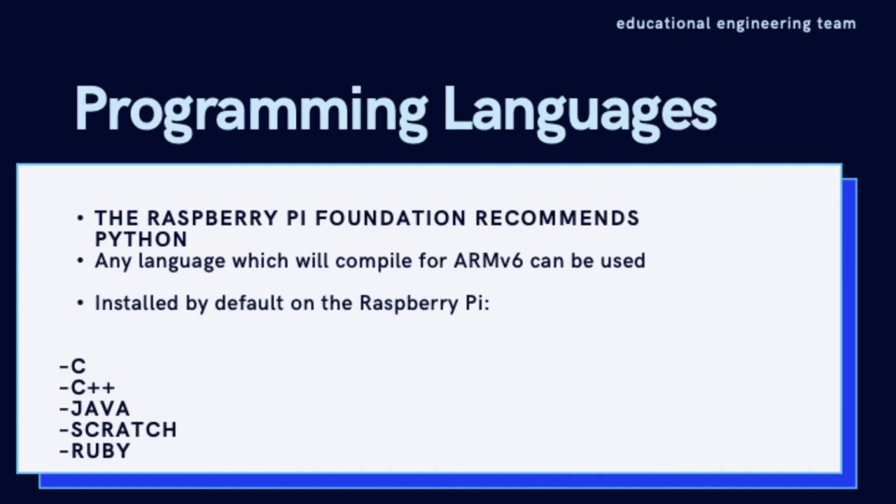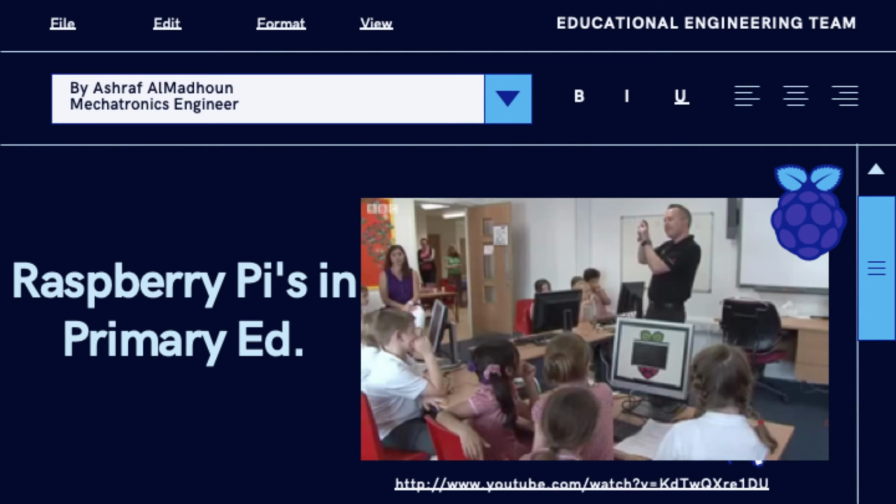For the programming languages, the Raspberry Pi Foundation recommends Python. Any language which will compile to ARM version 6 can be used, and is installed by default on the Raspberry Pi. We have C, we have C++, we have Java, which I believe is quite familiar to you. We also have Scratch, and lastly we have Ruby. So Raspberry Pis in primary education. You can just watch this link for a better explanation on the Raspberry Pi being used for the kids out there.